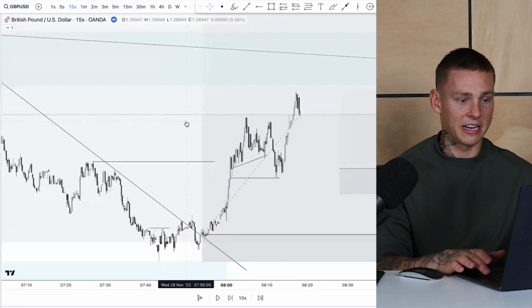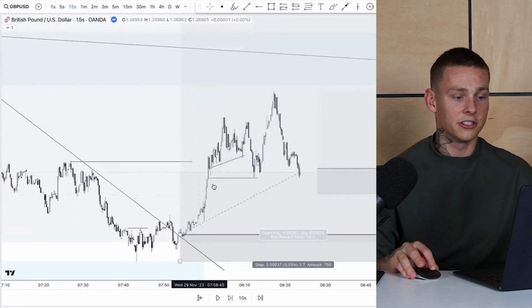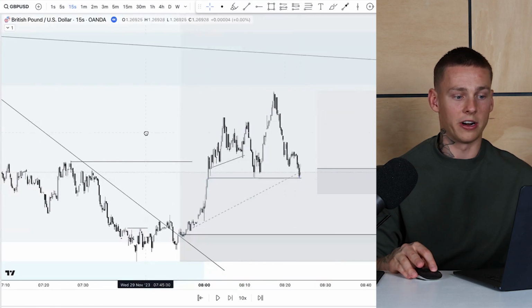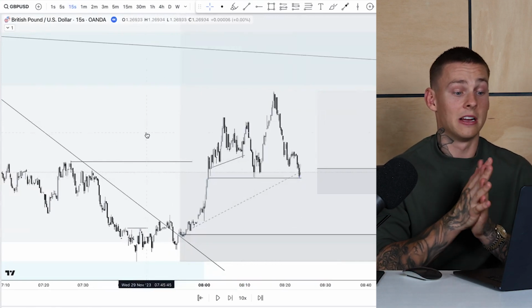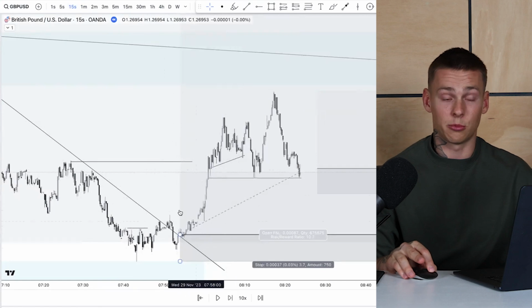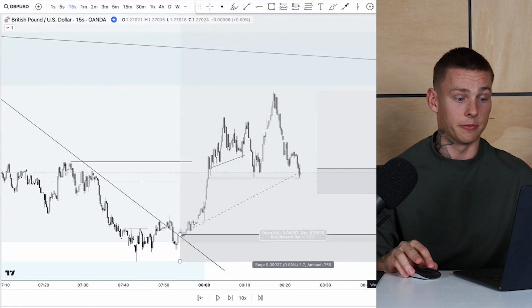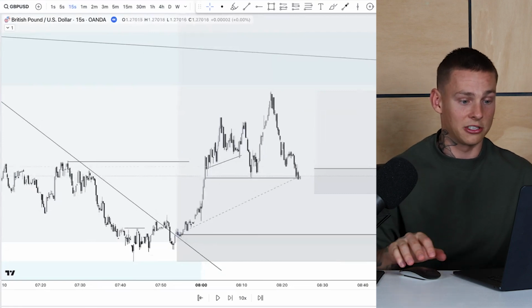So just being patient here. Okay, there we go. So not only did we create these equal lows here, but if we drag it across, we have more equal lows. At this point in time, I was thinking, okay, I don't know if price is going to come all the way down here. Let me be that little bit more aggressive and try to get in this trade a little bit earlier. So then price came and took out those lows.